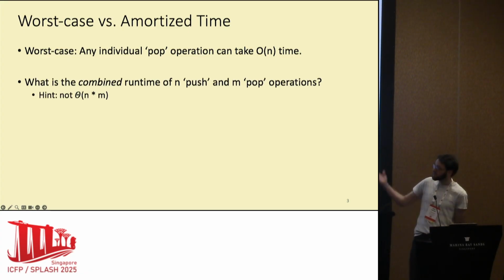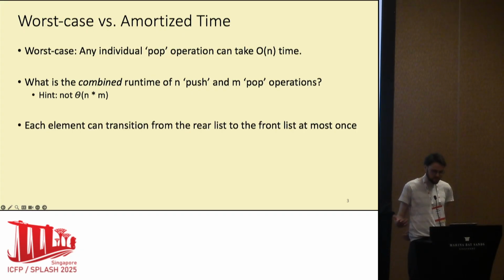And now we might worry, what if we do a bunch of, like, n push operations and m pop operations? What is the runtime of all of this? And you might worry that it's n times m, which would of course be very bad. But you can kind of convince yourself that it's actually not so bad, because every element is put onto the back list and will be reversed at some point onto the front, and that can only happen once.